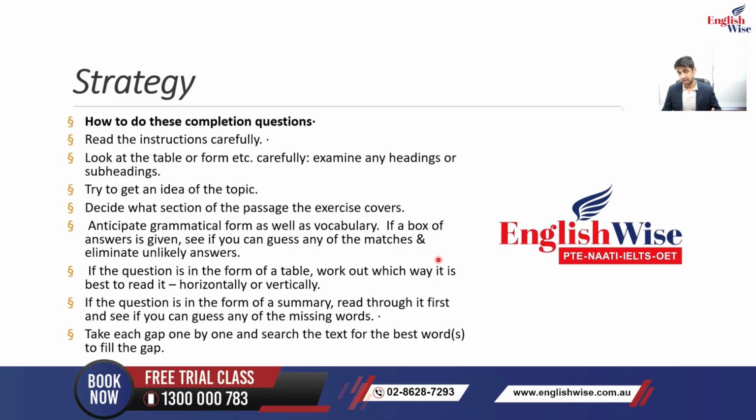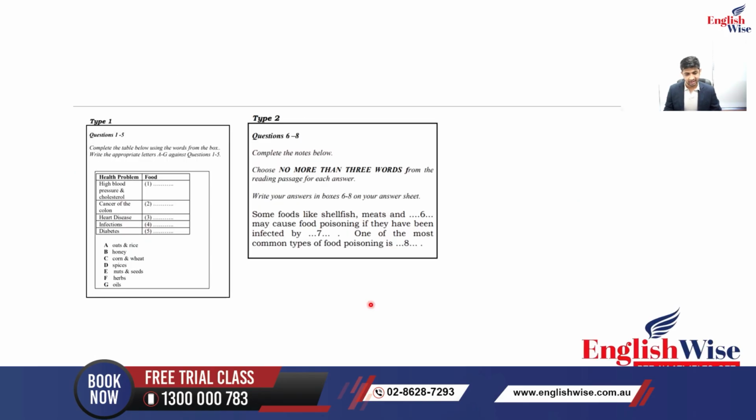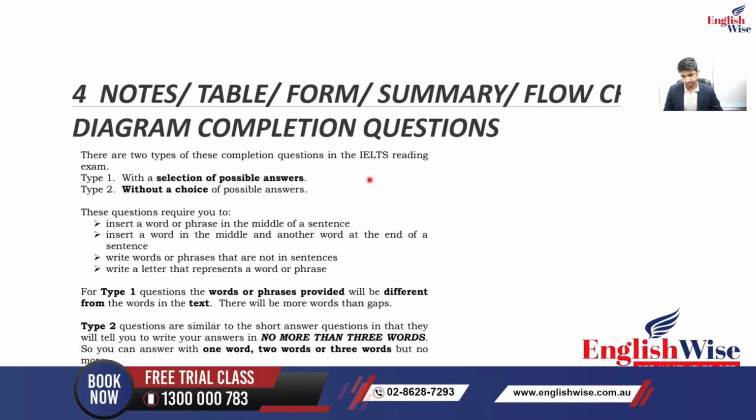Then anticipate the grammar of the sentence and see if the answers given to you can be guessed by looking at the words around it and associating them. If it's a table, check out the horizontal and vertical form of information. If it is a summary, try to guess the meaning of the words from the given sentences. Try to look at each gap individually and try to fit the best word possible into these places. Again, read instructions carefully whenever they've asked you to write down 1 word, 2 words, or 3 words, or if they want you to write down numbers in the answers, and accordingly insert your answers into the completion questions.